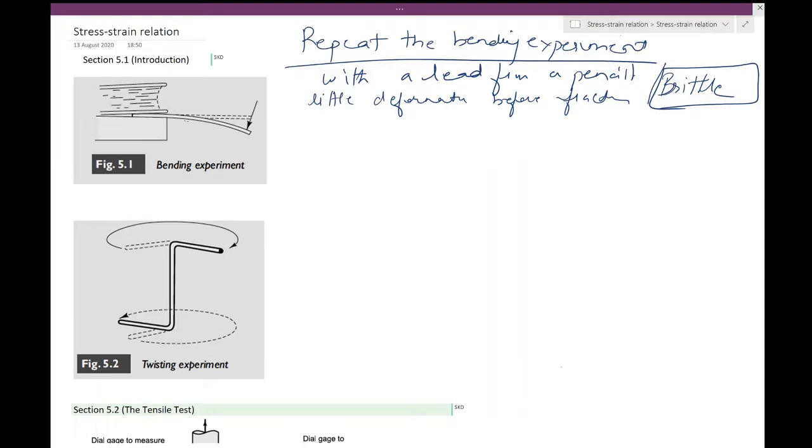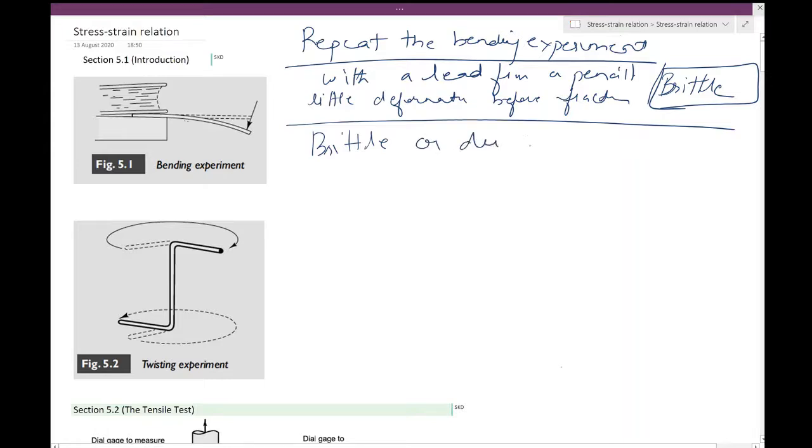Now, one other point which must be made over here, that this behavior of brittle or ductile does not depend on the material itself but on the temperature as well. There may be a material which is, say, ductile at room temperature, but brittle at very low temperatures.